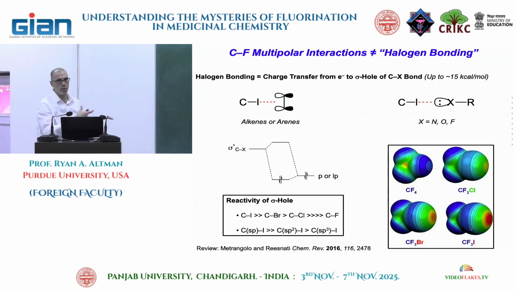Bromine, iodine, you see more and more cationic character in this space that can accept electrons. This type of charge transfer complex, they're also called charge transfer complexes. Okay. So that is a halogen bond.